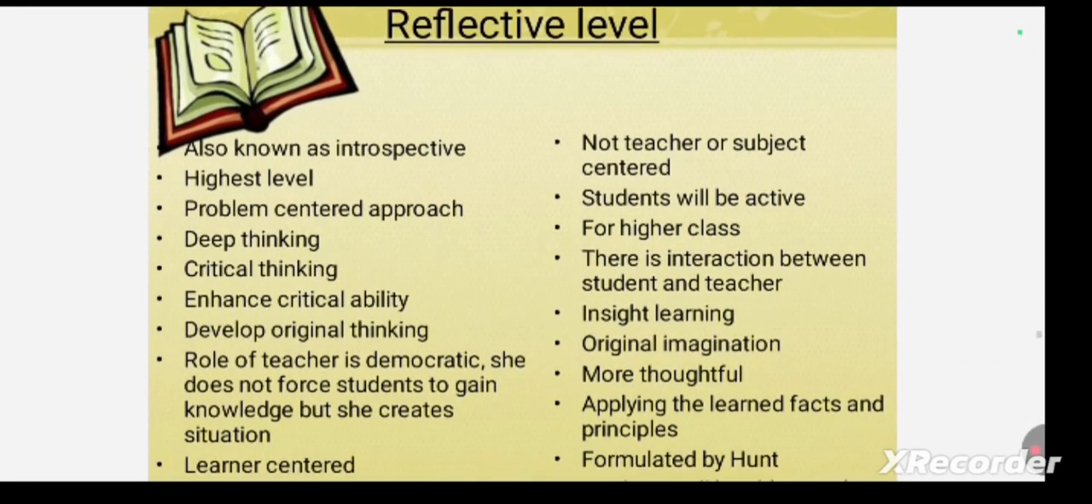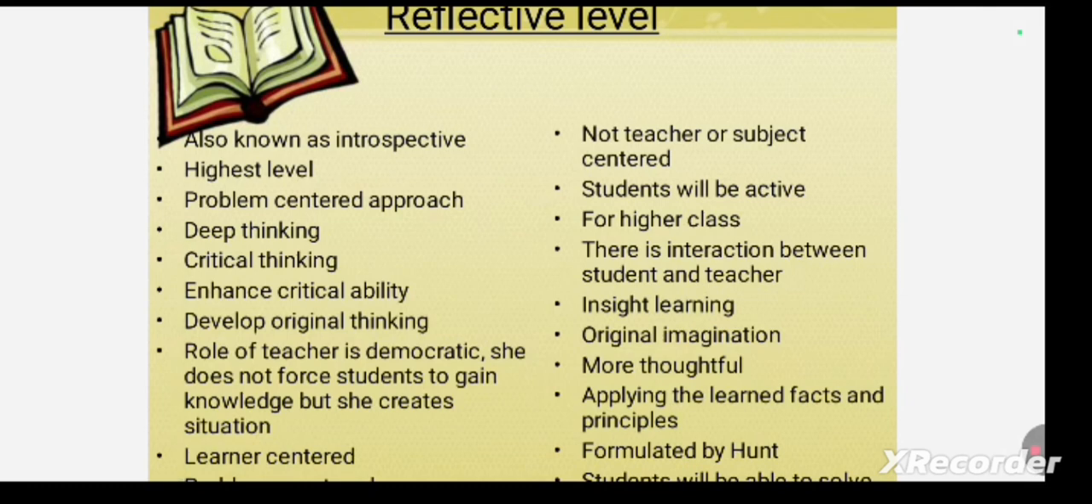And the third level is the reflective level. So we have 3 different levels. The first one is memory, the second one is understanding, the third one is reflective. Memory was given by Herbert. Understanding level was given by Morrison. And now the third one is the reflective level. This level was given by Biggie and Hunt. So this reflective level can also be called introspective. This is the highest level. Please remember, the lowest level is the memory level, the highest level is the reflective level.